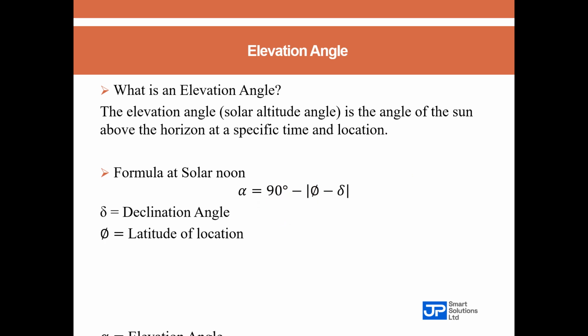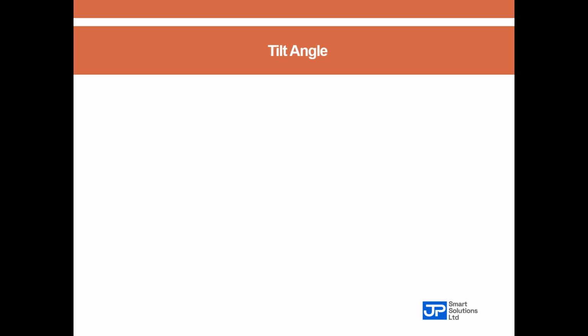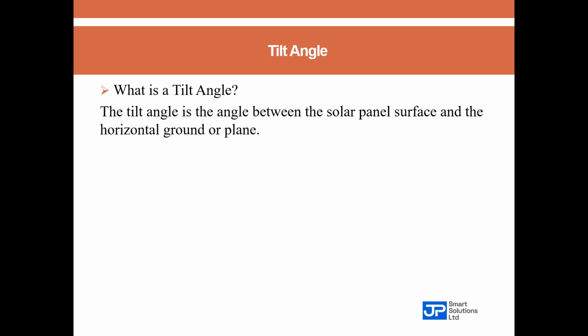The next solar angle we have is known as the tilt angle. Now, what is a tilt angle? The tilt angle is basically the angle between the solar panel surface and the horizontal ground or plane. Why do we need this tilt angle? We need it to be optimized to ensure maximum solar capture. Tilt angle is just telling us how your solar panel should face.